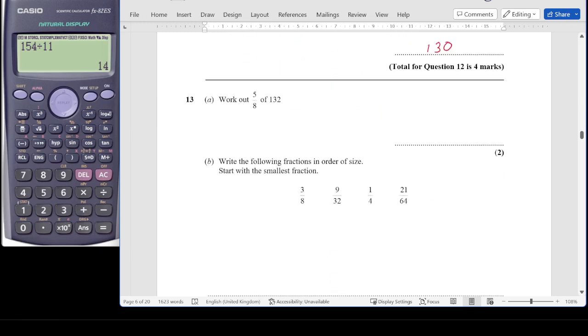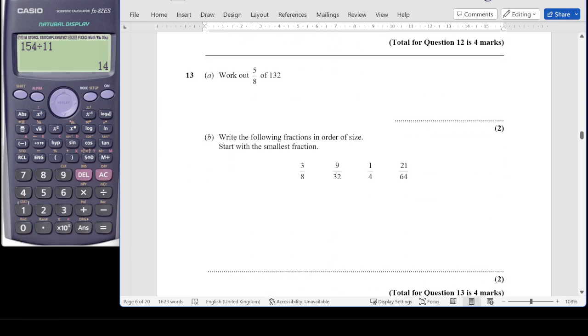Okay, and question 13, work out 5/8 of 132. So on a calculator paper, we can do this. 5/8 times by 132. So we're looking at 82.5. We'll go 82.5.